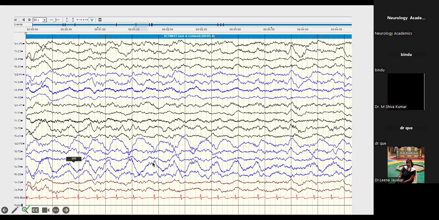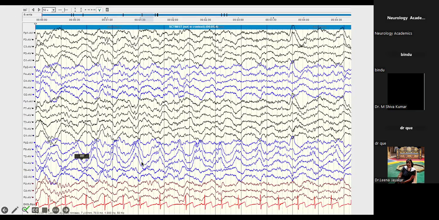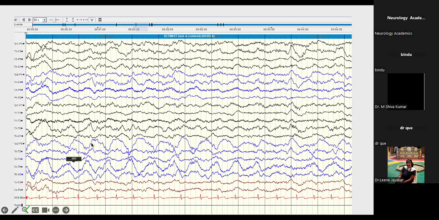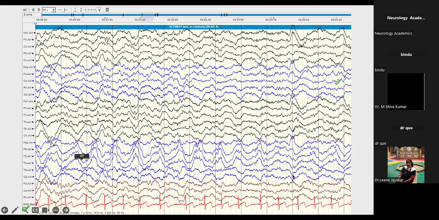Here we can see this is a bipolar montage showing a sinusoidal delta pattern in the mid-temporal region, occurring sinusoidal. Same can be seen in the common average montage. Here we can see the frequency is around 1 to 2 hertz delta activity seen in the right temporal region.